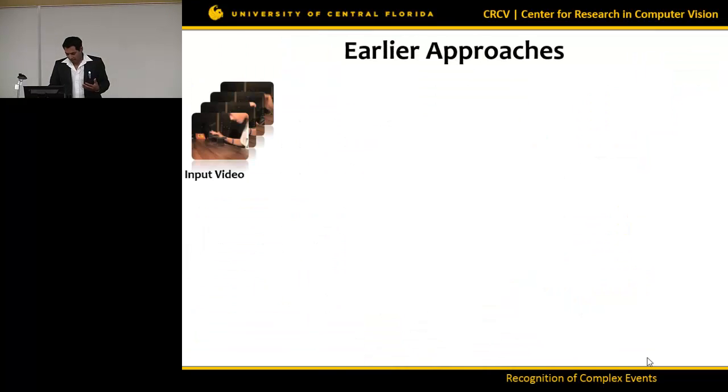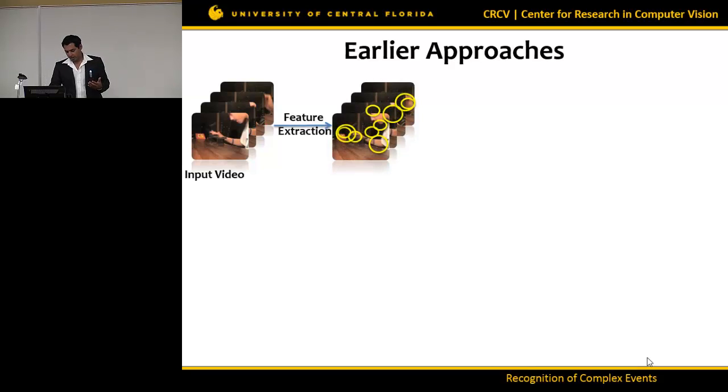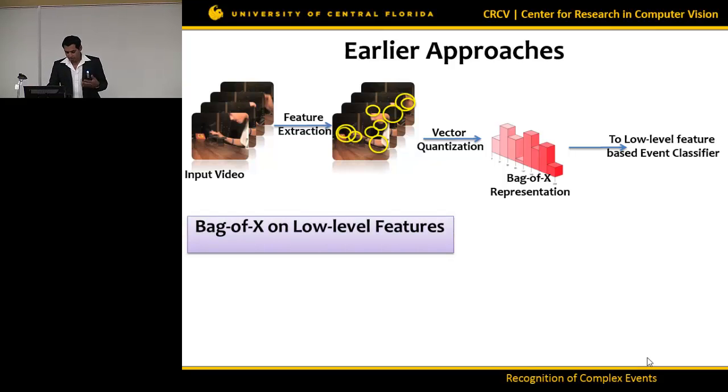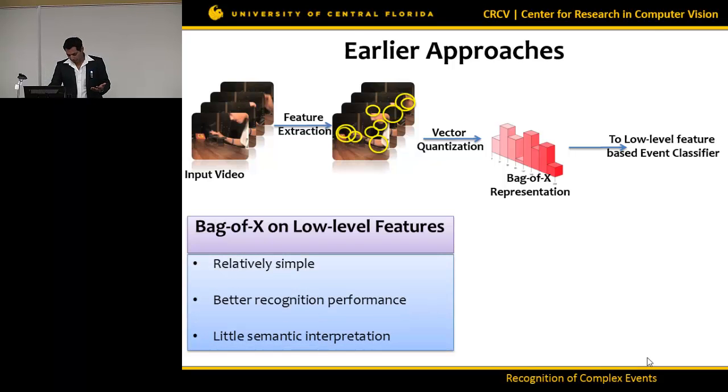Having said that, there are several earlier approaches in this direction. The basic idea here is, given an input video, you extract some low-level features. You quantize them according to some vector quantization methods, which I'm going to elaborate on later. Then once you have that representation, you feed it to a classifier and predict what kind of event it is. These are under the general umbrella of bag of low-level feature approaches.